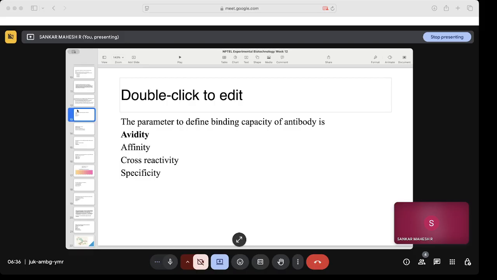Sir, if it is binding to multiple epitopes, then another definition will come, right? Yes. So in that case, what is the information that you would want to convey? For affinity, it is a single epitope. For avidity, it is multiple epitopes. Multiple, but is it of the same type or a different type? Different.